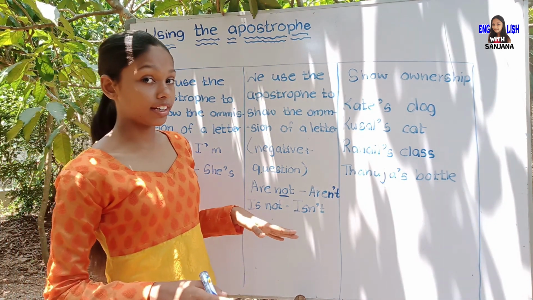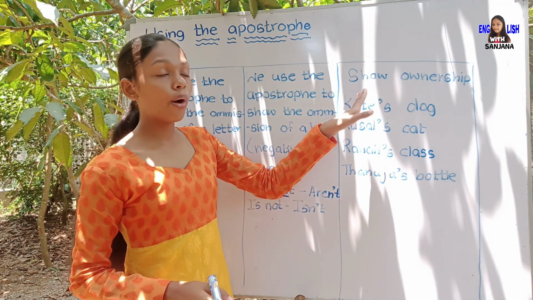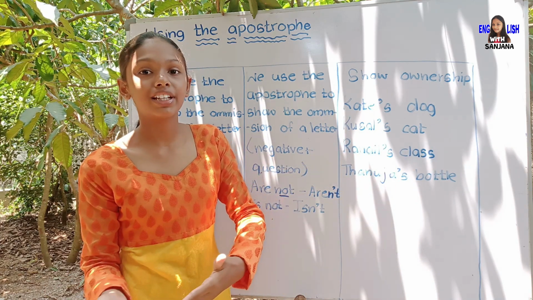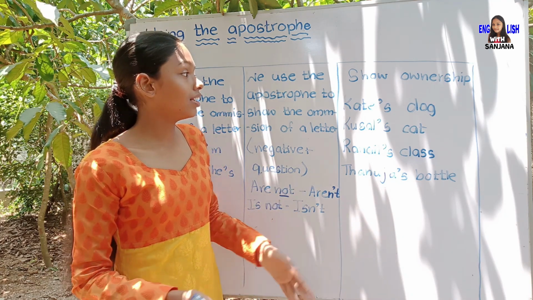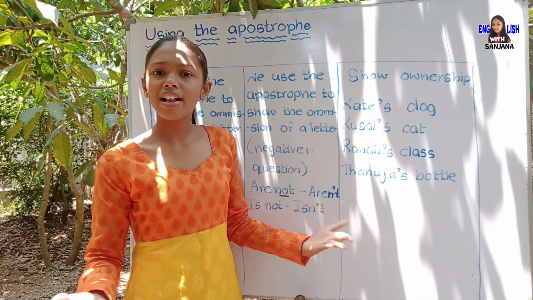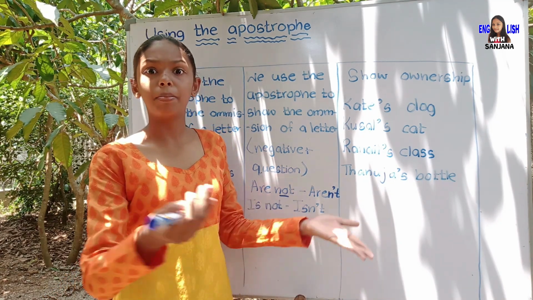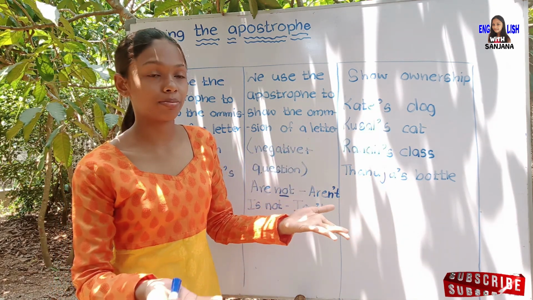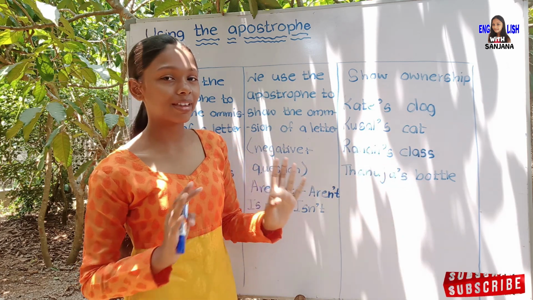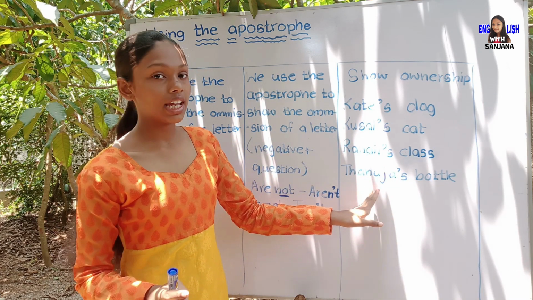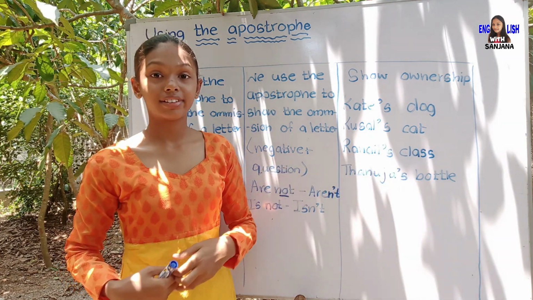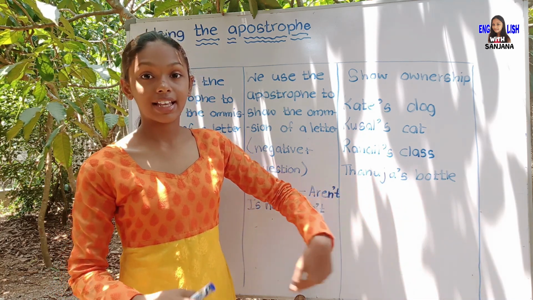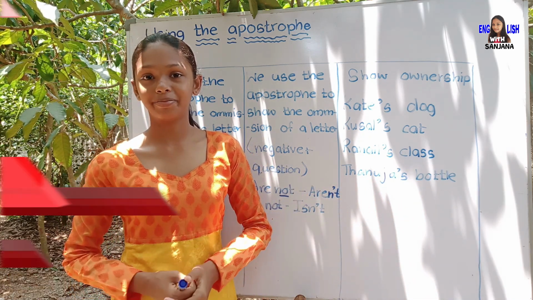And the next one, finally, we talked about how we can use the apostrophe to show the ownership of something to someone. For example, Kate's dog. Or else we can say that dog belongs to Kate. Here we have used the apostrophe to show the ownership. Kusal's cat. The same method with these three examples. Randir's class. That class which belongs to Randir. Tanuja's bottle. That bottle which belongs to Tanuja.